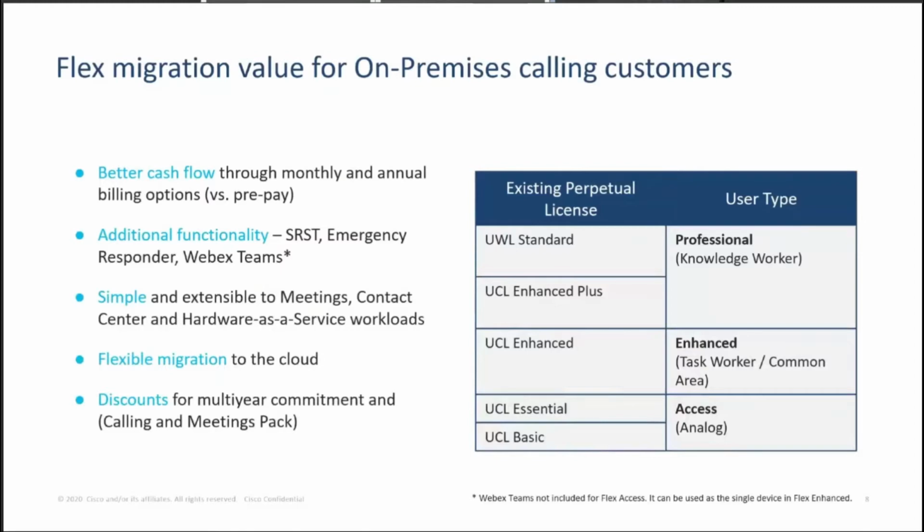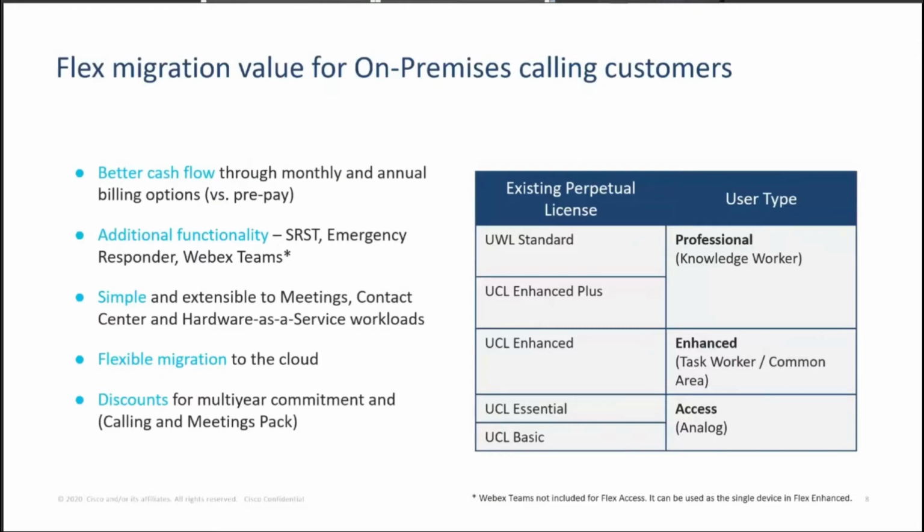The other thing it allows you to do is have a better cash flow. So monthly and annual billing options. We recommend annual or prepaid because that's just a lot easier to transact for everybody on the phone. And then you're also going to get some things that are included. SRST is included for everybody in your company. Emergency Responder included for everybody in your company.